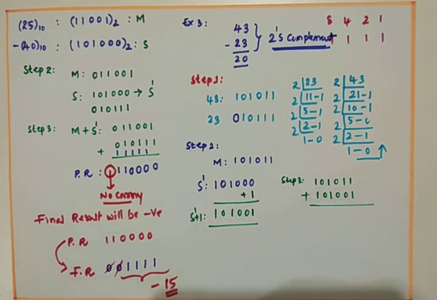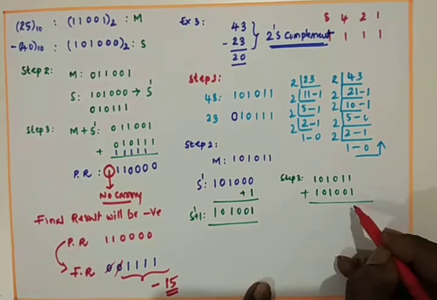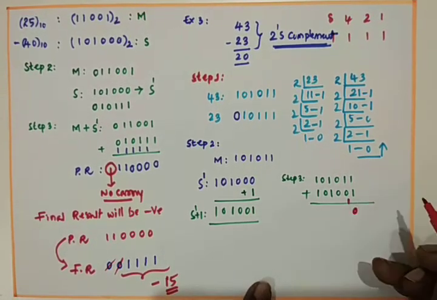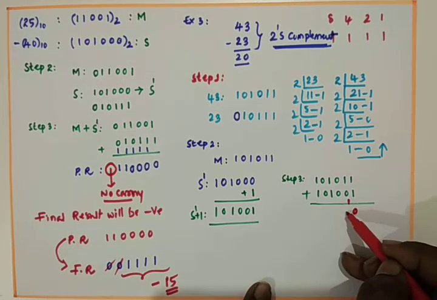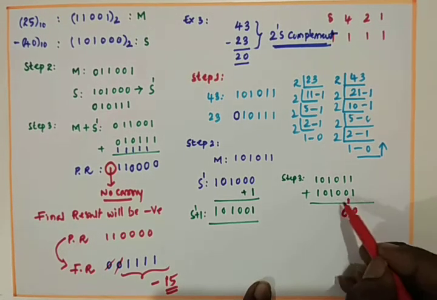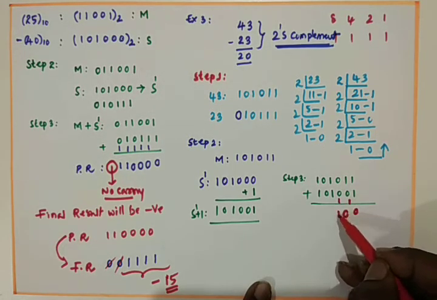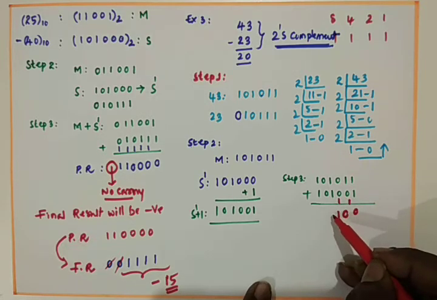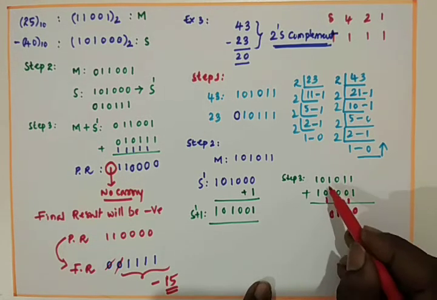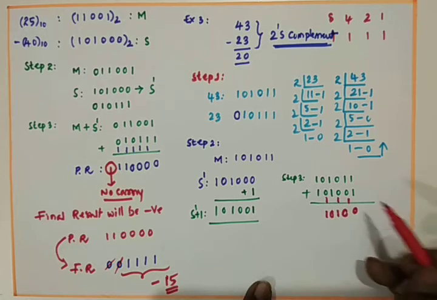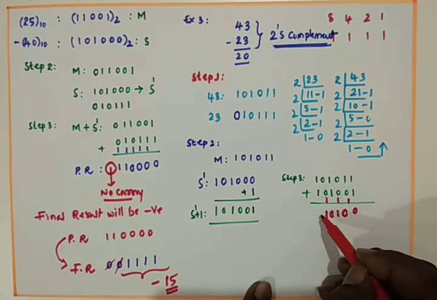1 plus 1 is 10, in which 0 is sum and 1 is carry. We know that. 1 plus 1 is again 10, sum is 0, carry is 1. 0 plus 1 is 1. 1 plus 1 is 10. Here 1. 1 plus 1, this is 1. Then 1 plus 1 is 10.